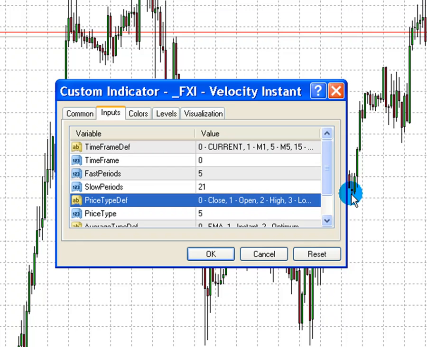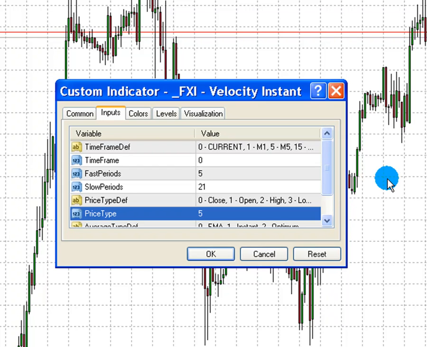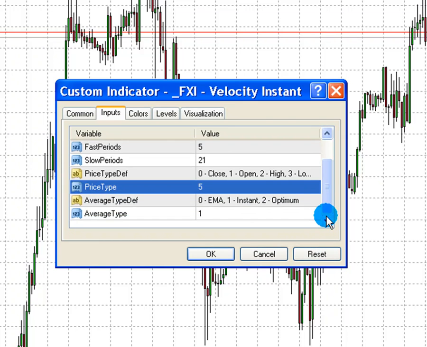Price type def is the acceptable settings for price type. That is just what price do we want to calculate our moving average on. In this case, a selection of 5 is the typical price, which is the high plus the low plus the close, all divided by 3. We'll just scroll down a little bit more to get the rest of the settings here.